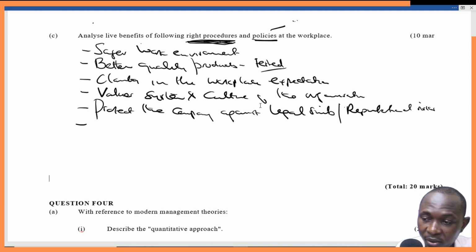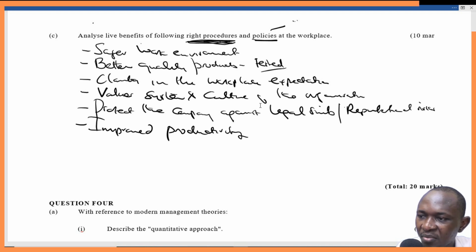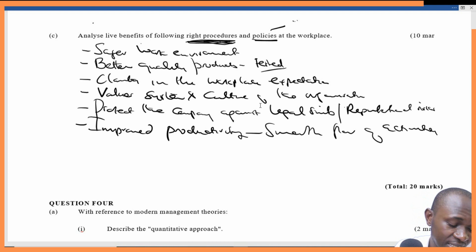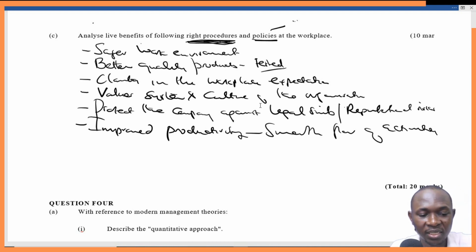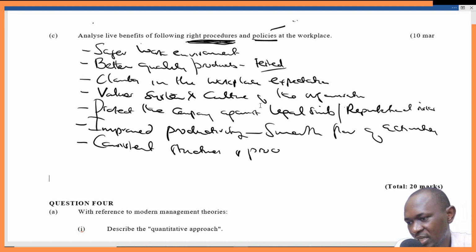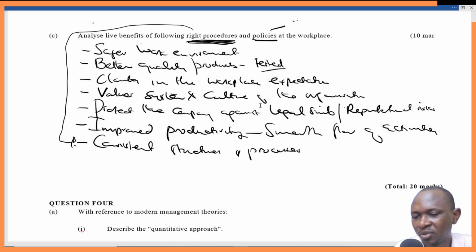I think we've also talked about improving productivity. I mentioned it somewhere. Better quality products can be different from improved productivity. Improved productivity, because if everything has already been defined, yours is just a smooth flow. We expect a smooth flow of activities if the procedures are very clear. So good productivity is assured. Then you also have consistent structures and processes. This is also one of the benefits, especially when you have the right procedures. The right procedures lead to consistent structures and processes. The way we do things becomes consistent. There's nothing good like consistency.